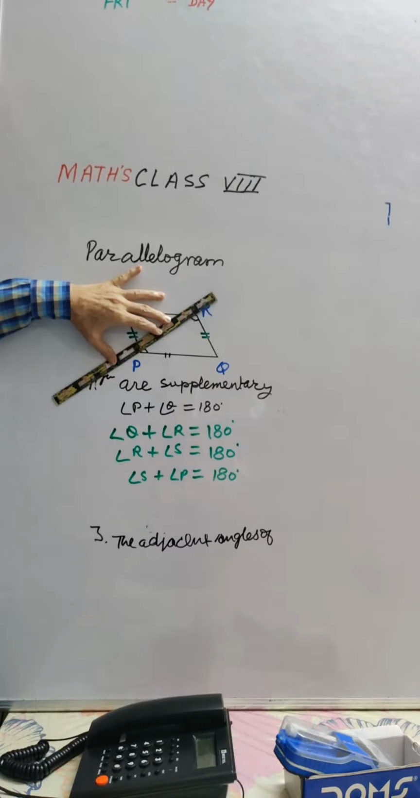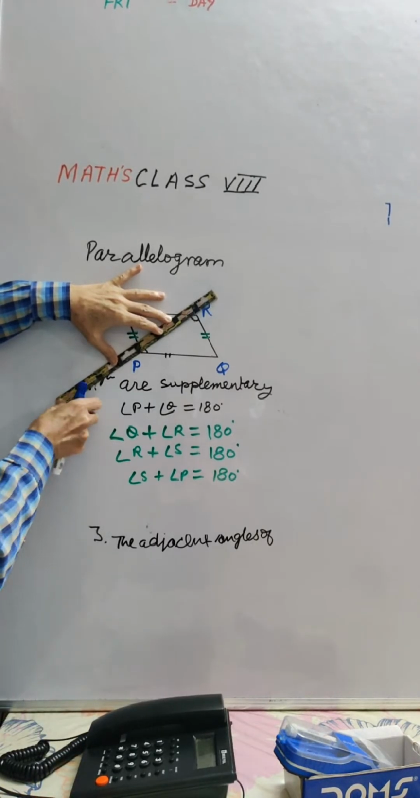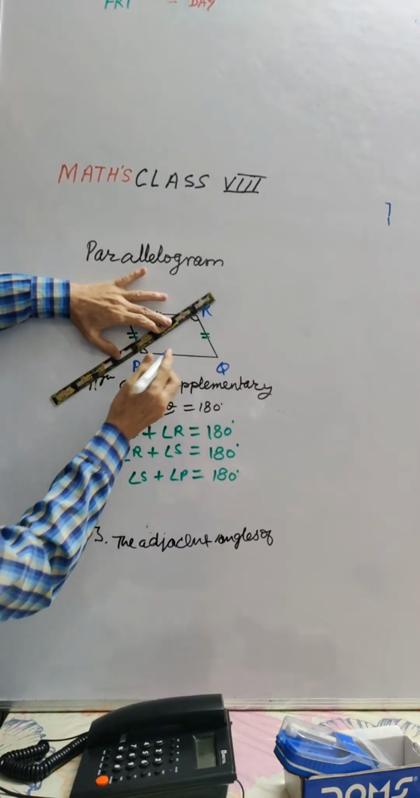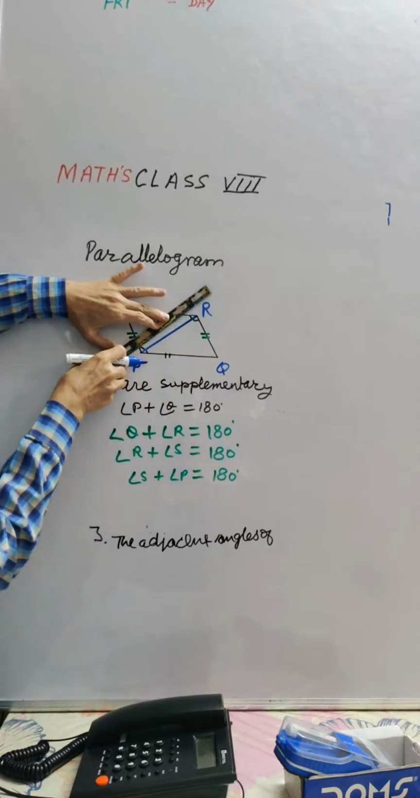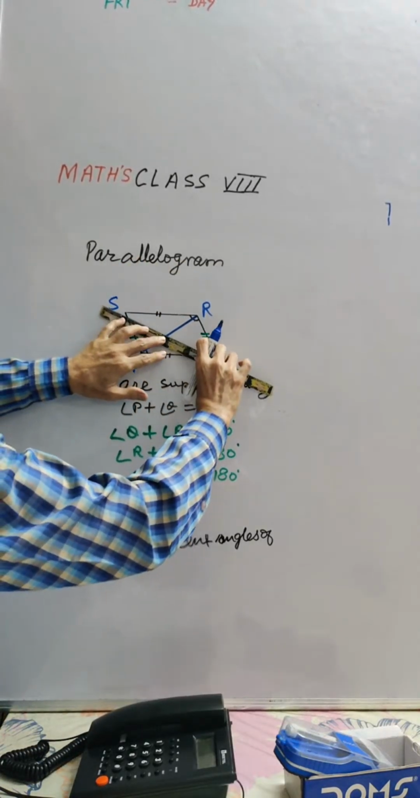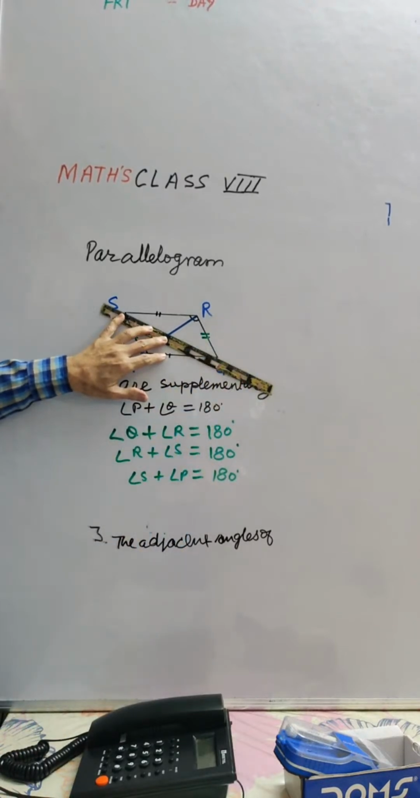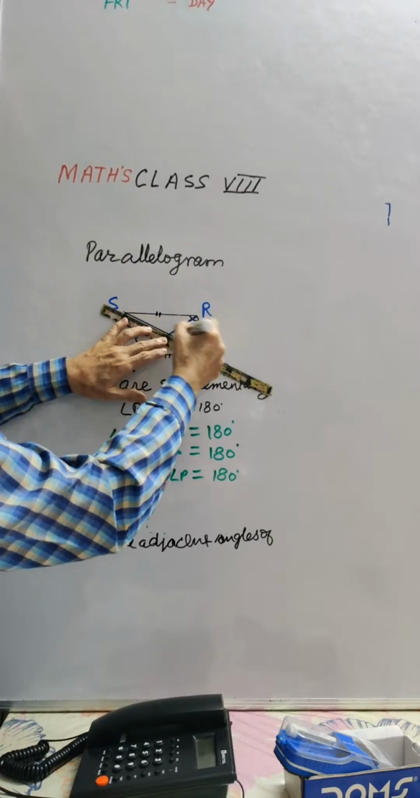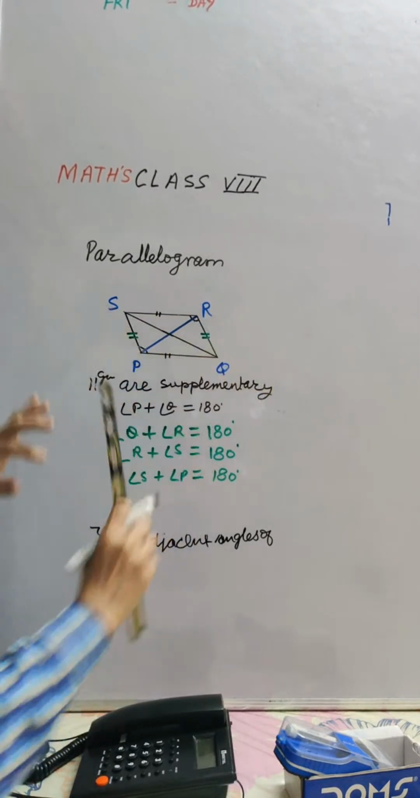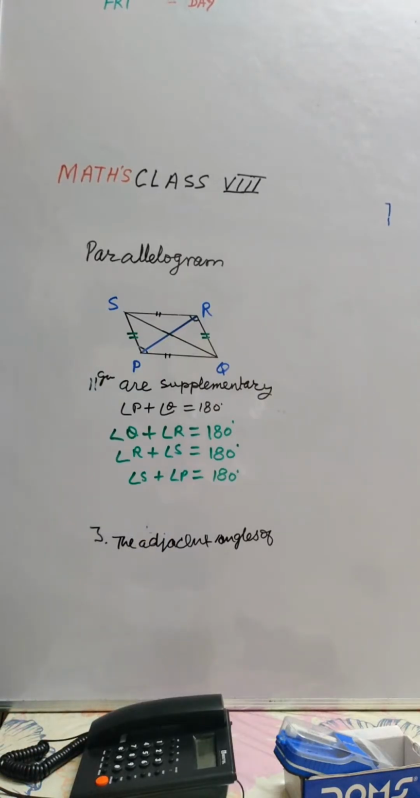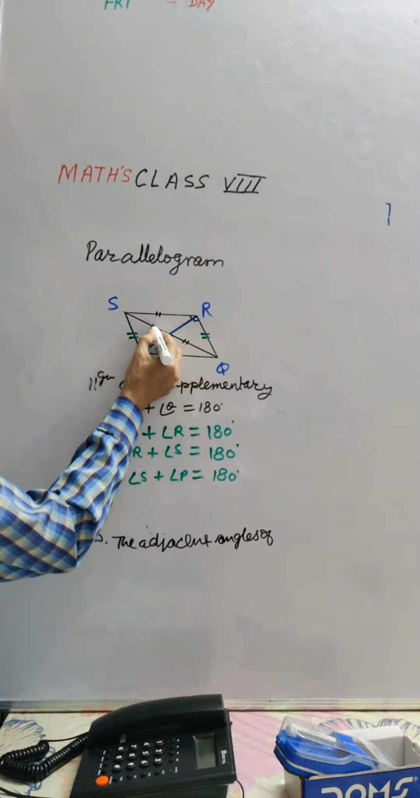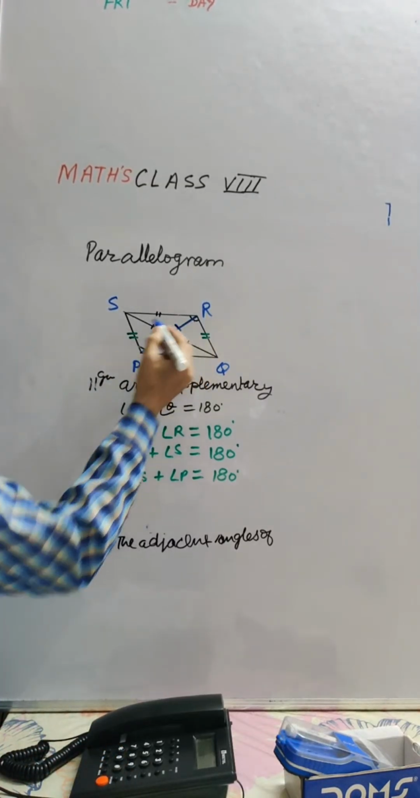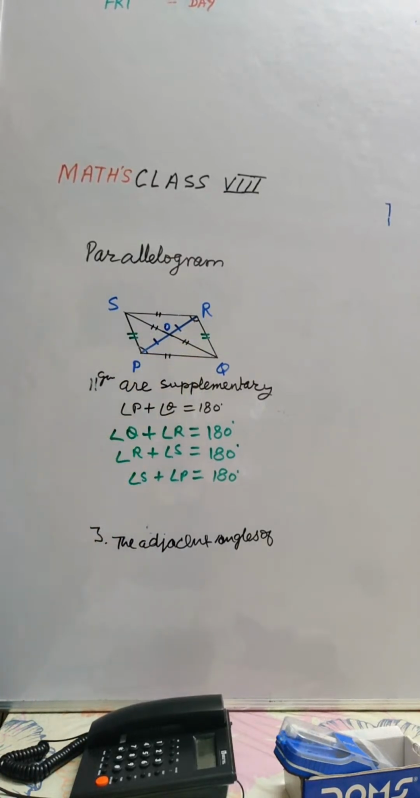So drawing the diagonals. This is diagonal PR and this is diagonal QS. These two diagonals are bisecting each other. Means that this side is equal to this side and this side is equal to this side, and this is O. These two diagonals are bisecting at a point O.